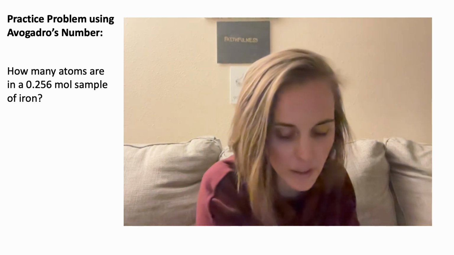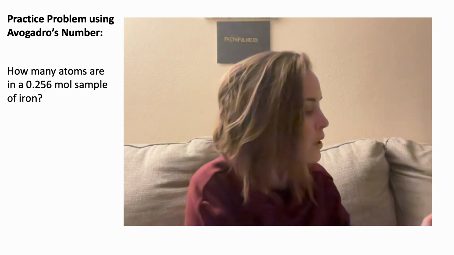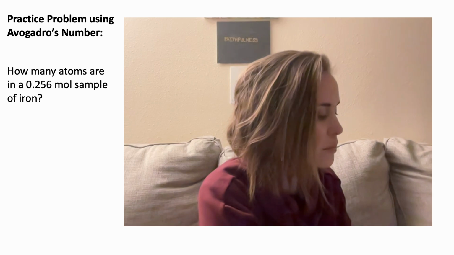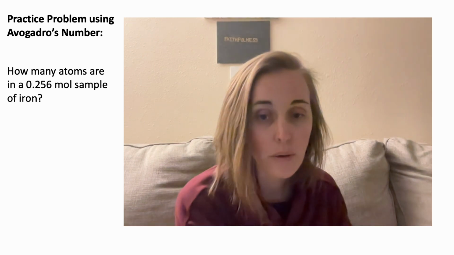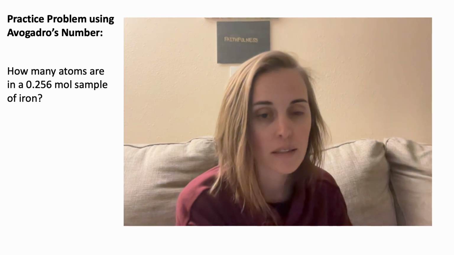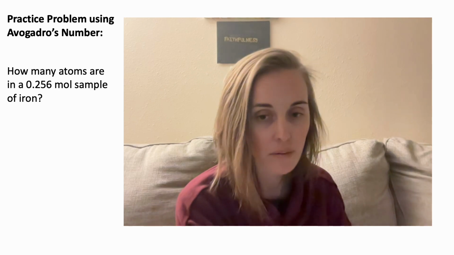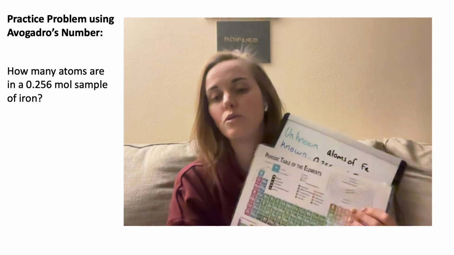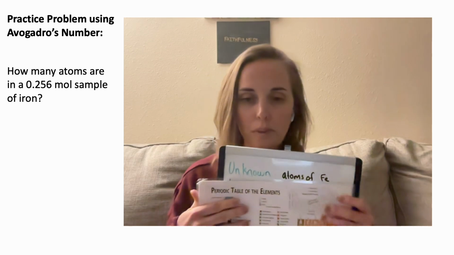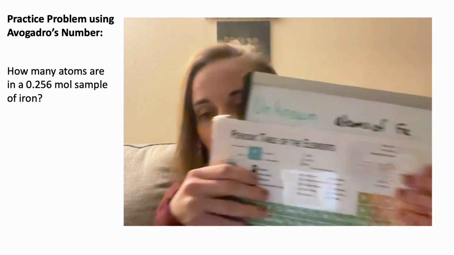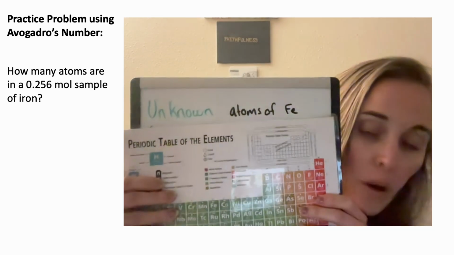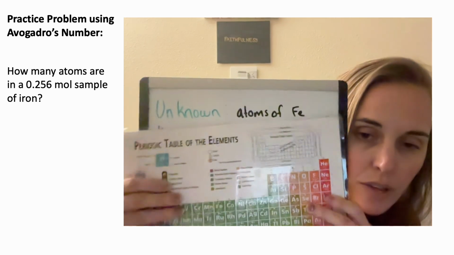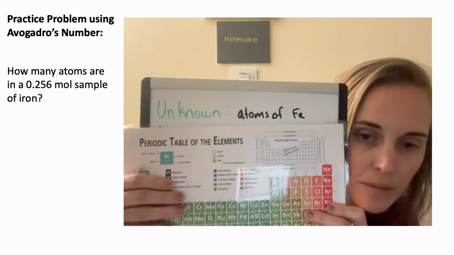So now that you have everything you need, we are going to read our problem and set it up. So how many atoms are in a 0.256 mole sample of iron? So every time you set up a problem, you are going to start with what you do not know. So basically, what is the question? What are you trying to find? You are trying to find your atoms of iron.